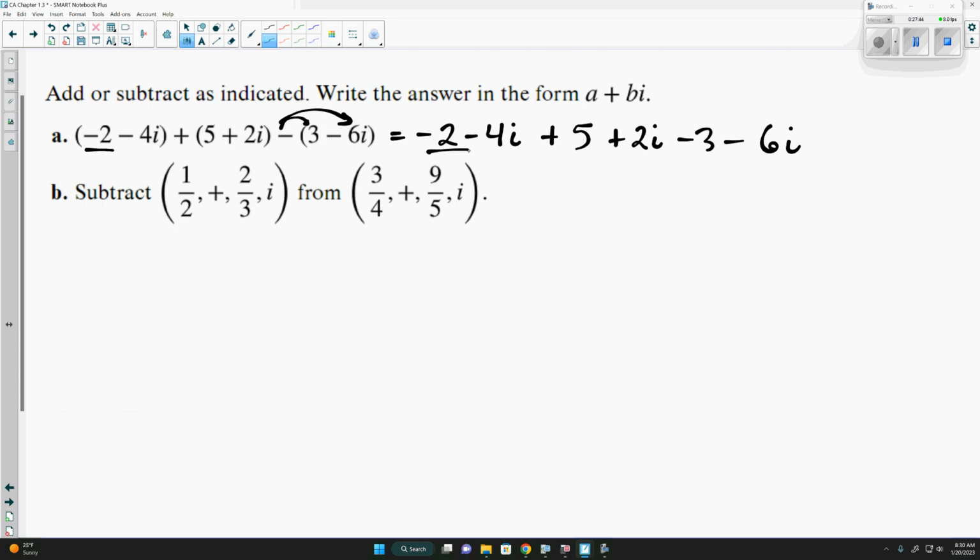Now what we're saying is we have negative 2 plus 5 minus 3. What is negative 2 plus 5? 3, yes? Minus 3 is 0, okay. Those 3 are gone. Negative 4i plus 2i is negative 2i. Minus 6i is, so your answer is negative 8i. Yep.